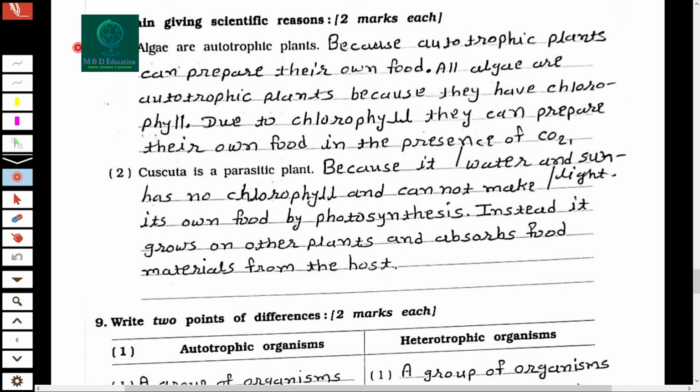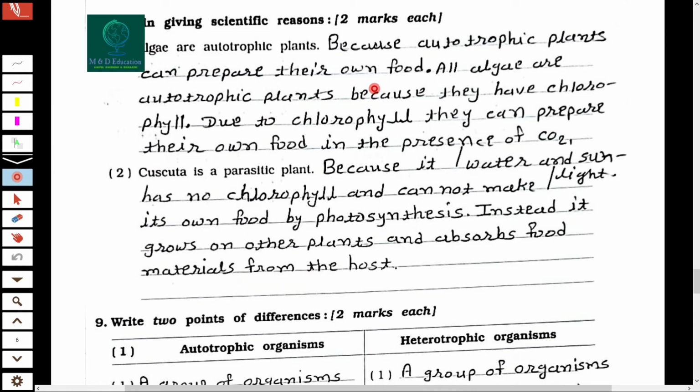Now the main question number 8, explain giving scientific reason. Now the first one is algae are autotrophic plants because autotrophic plants can prepare their own food. All algae are autotrophic plants because they have chlorophyll, and due to chlorophyll they can prepare their own food in the presence of carbon dioxide, water and sunlight. Okay, that's why we can say algae are autotrophic plants.